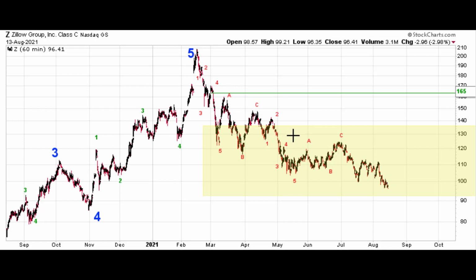Again, it needs to find a low fairly soon if this is in fact just a correction of that big 2020 up leg. It needs to find support somewhere above 92. 91, 92 in that area. If it continues much through there, again, I wouldn't be interested in Zillow. But if it can find support, begin to turn higher, and give us some trendy upside action, Zillow would be a buy. I just wouldn't recommend it directly from here.